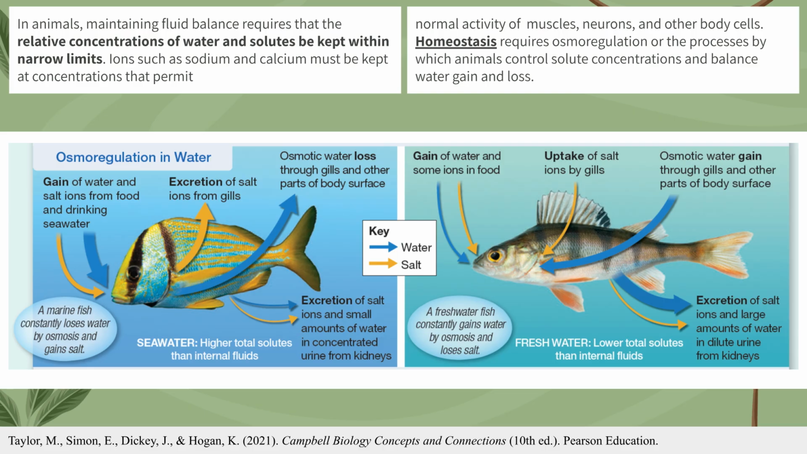Aquatic animals regulate water differently depending on their environment. Marine fish live in a hyperosmotic environment and tend to lose water by osmosis, so they drink seawater, excrete excess salts through their gills, and produce small amounts of concentrated urine. Freshwater fish live in a hypoosmotic environment and gain water by osmosis, so they do not drink water, actively take in salts through their gills, and excrete large amounts of dilute urine.